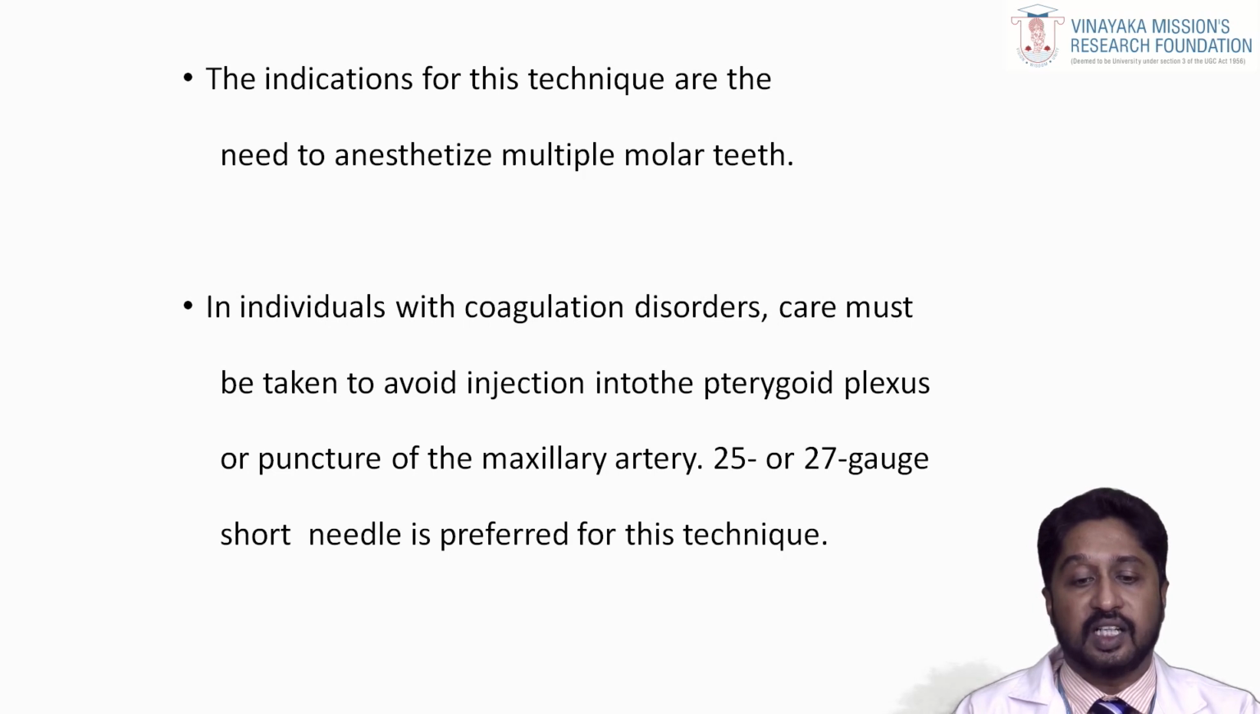So you anesthetize almost all the molar teeth in the maxillary region on a particular quadrant, with the exception of the mesiobuccal root. In an individual with coagulation disorders, care must be taken to avoid injection into the pterygoid plexus or puncture of the maxillary artery. A 25 to 27 gauge short needle is preferred for this technique. You should not use a long needle.